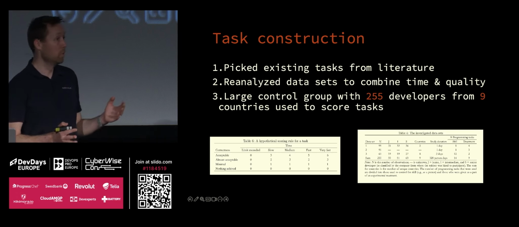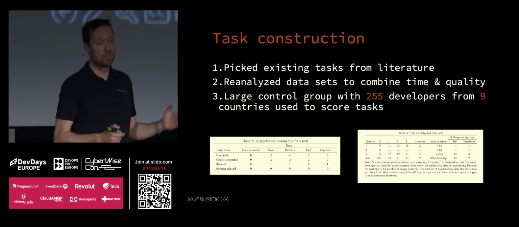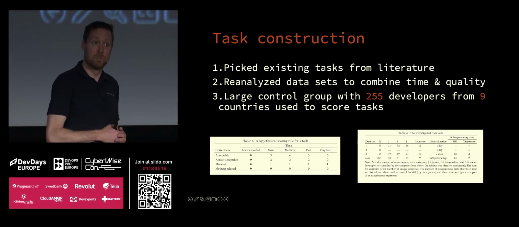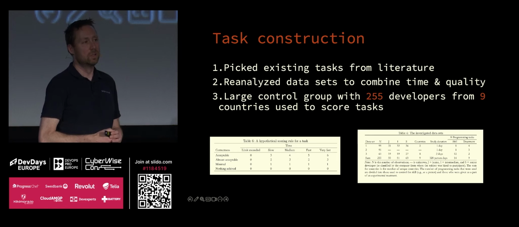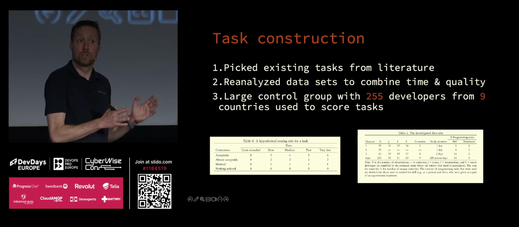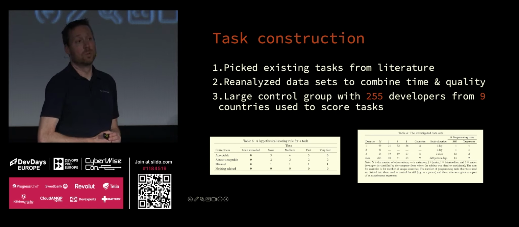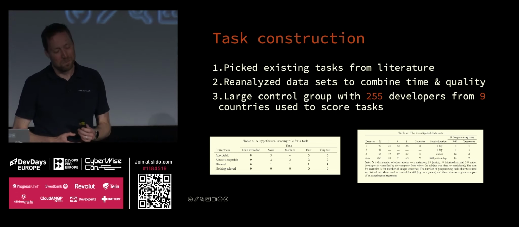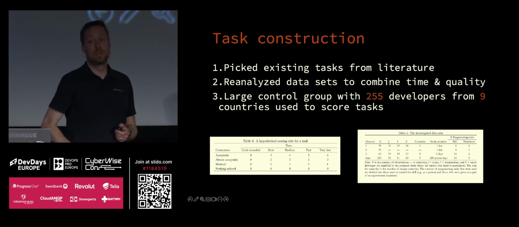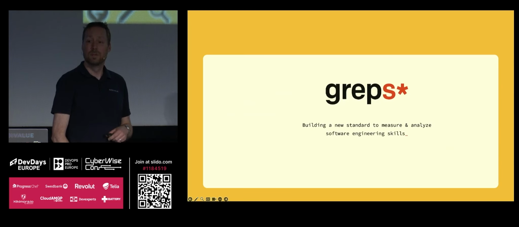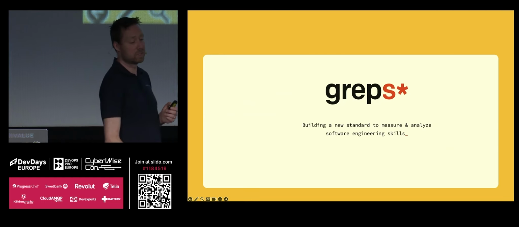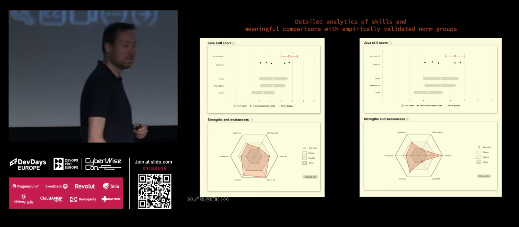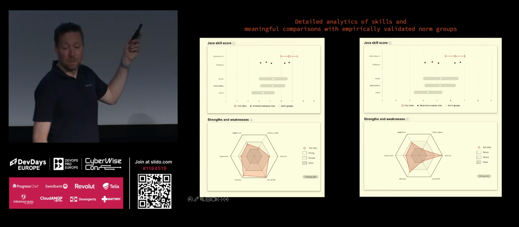So he used the Dunning-Kruger effect to initially score the developers. He asked them to do different tasks. They manually reviewed that. They tried to determine what the proper solutions were, and then determined how well people did the task. And that bootstrapped the model. And this platform is actually online nowadays. It's called GRAPS, Measure and Analyze Software Engineering Skills. And if you take a test on the platform, you get an outcome like this.